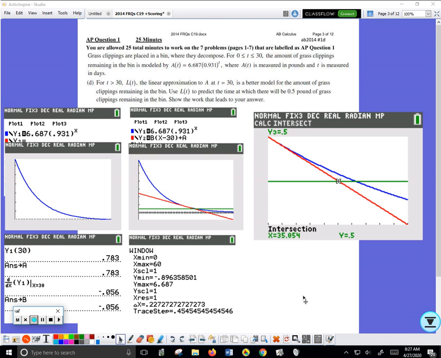Okay, it says for time greater than 30, L of t, the linear approximation to A at time equal 30. I would stop right there. So linear approximation to A, I need to remember what that means. So I have my calculator, which I can graph A. So I did that. This is A. Let's put that in blue.